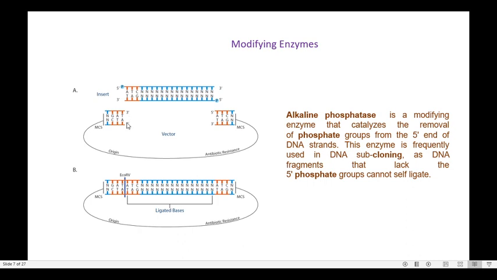So to avoid this, we need to remove the phosphate group at the 5' ends so that the vector will not self-ligate. For that, we need another enzyme called alkaline phosphatase. Alkaline phosphatase is a modifying enzyme that catalyzes the removal of the phosphate group from the 5' end of a DNA strand. This enzyme is frequently used in DNA subcloning, as DNA fragments that lack the 5' phosphate groups cannot self-ligate.